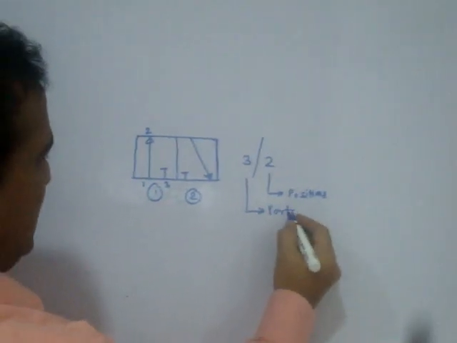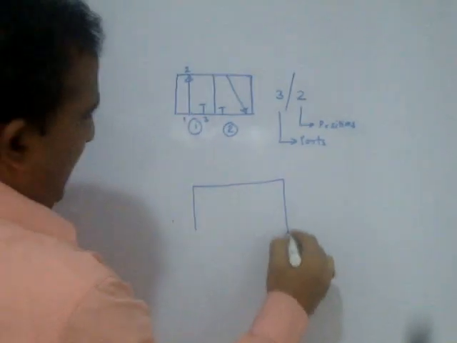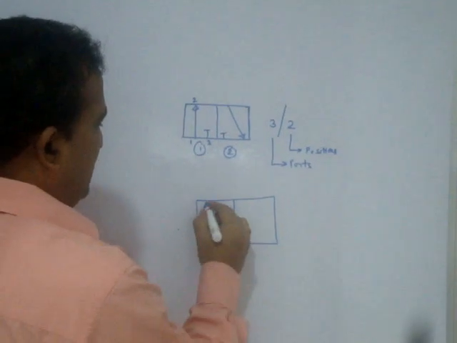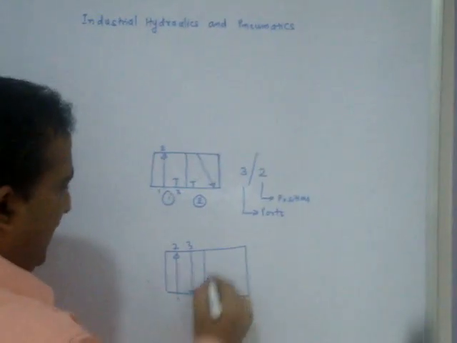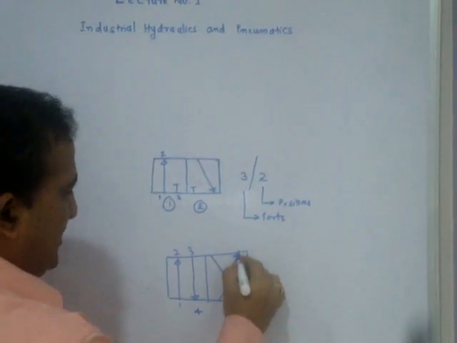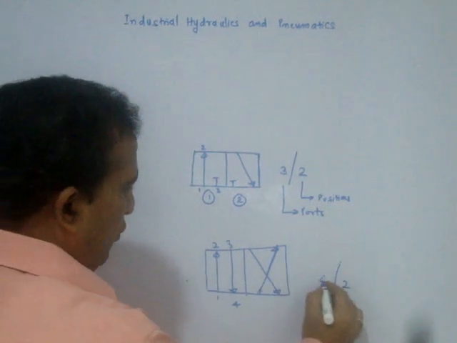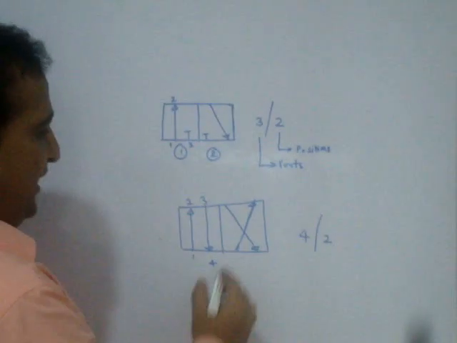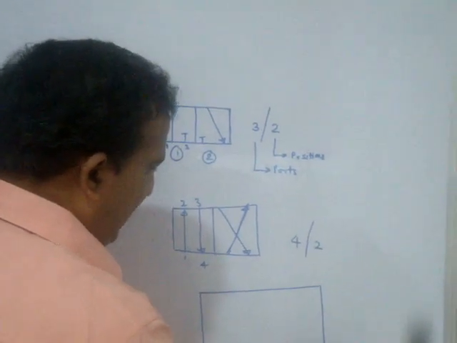Ports are holes. Suppose for example there are 2 positions. Suppose there are 4 ports. So 1, 2, 3, 4, and here there is a cross. So in this case the positions are 2 once again, but ports are 4. This is called a 4 by 2 direction control valve. And usually we use 4 by 2 in hydraulics, but in pneumatics we use 5 by 2.